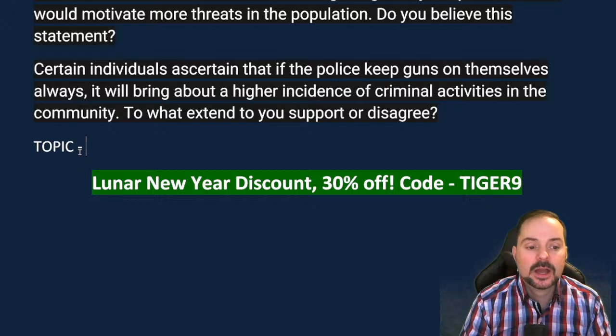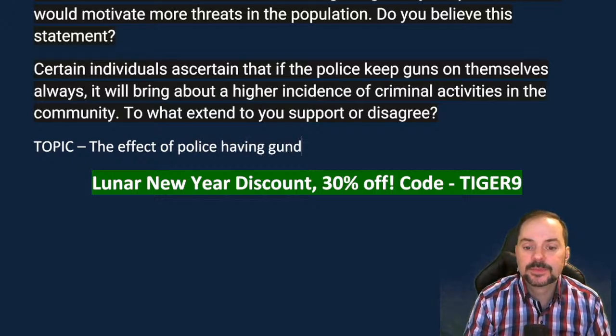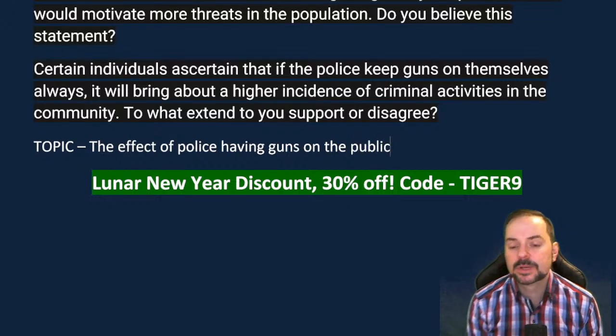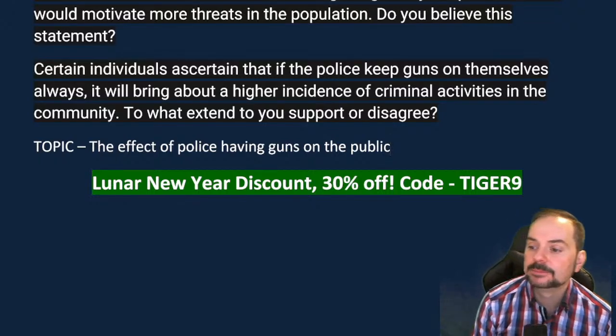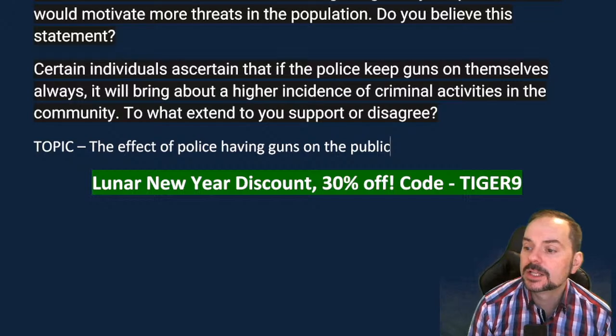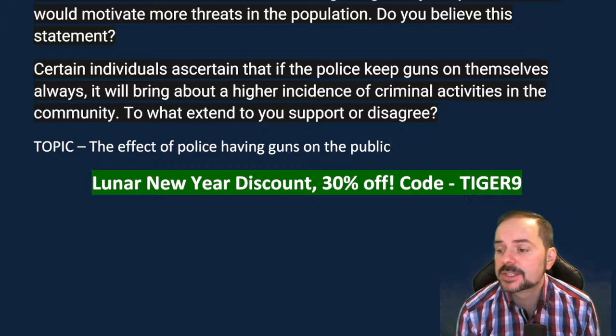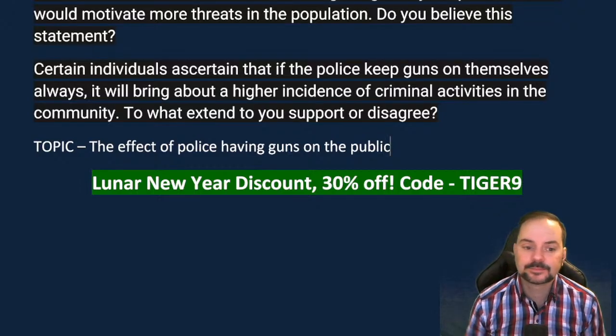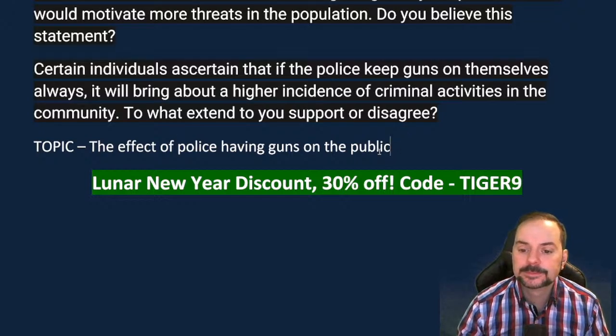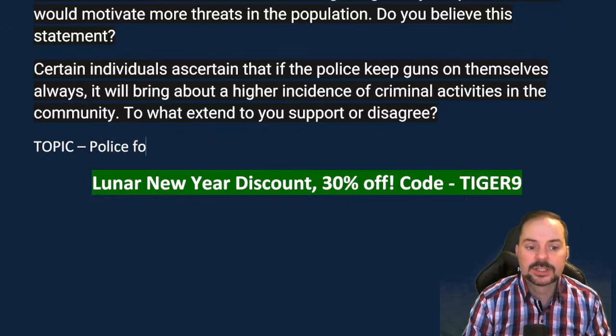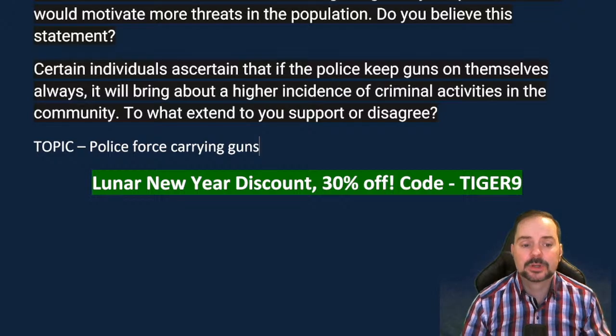This is what I would say. Okay, I would say the effect of police having guns on the public. Okay, so that's what I would say is the topic. Yeah, so Chandra says police force carrying guns. Yeah, Chandra, I think that's correct. Okay. Police force carrying guns. Most simply, you're right, Chandra. That's exactly what we're talking about.